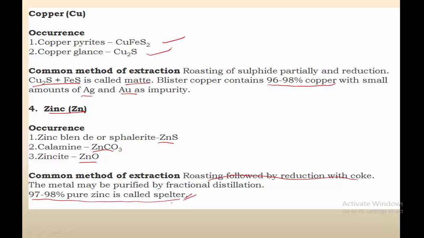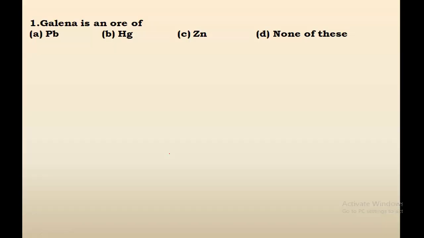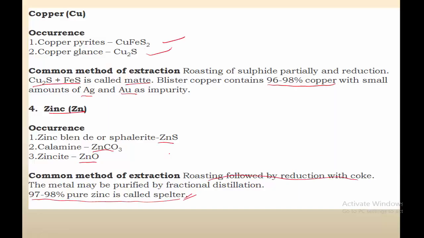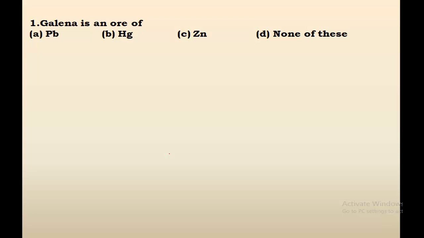So important one. So these are certain metals and their occurrence and how they are extracted, you can see. Now we will move to the questions.